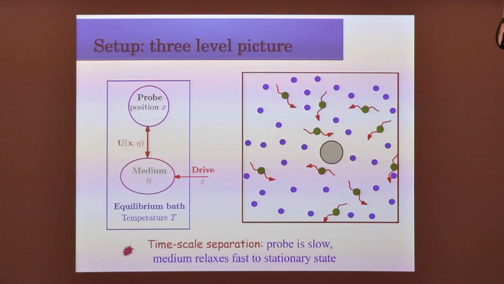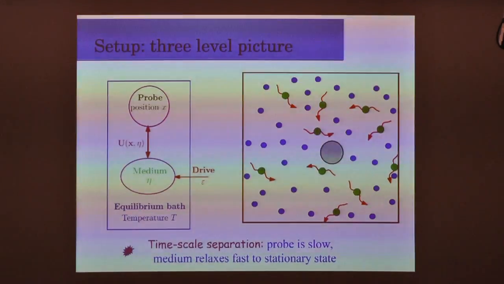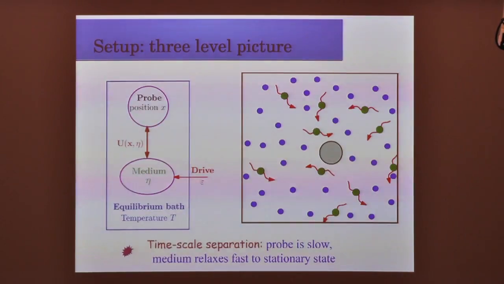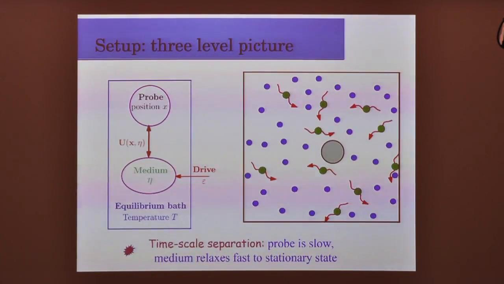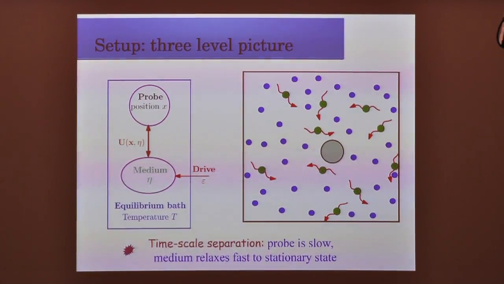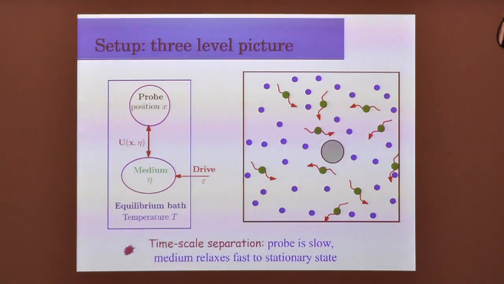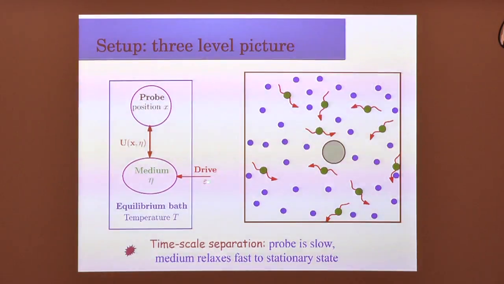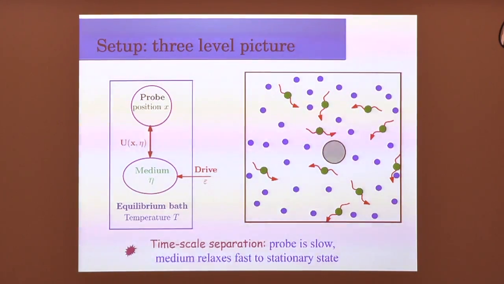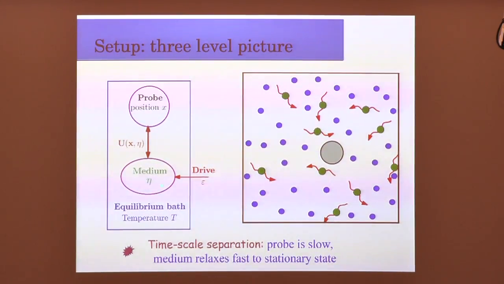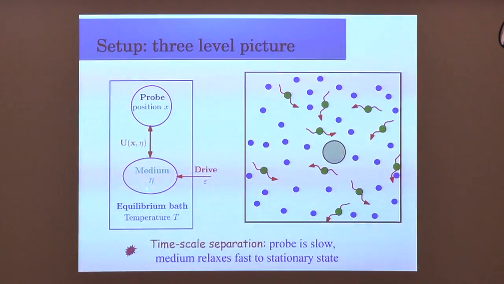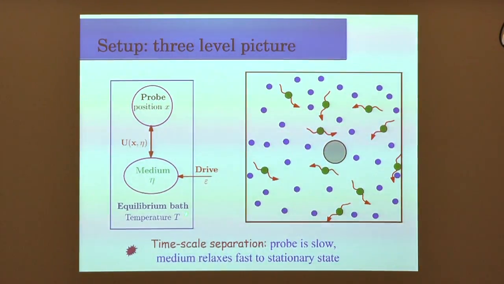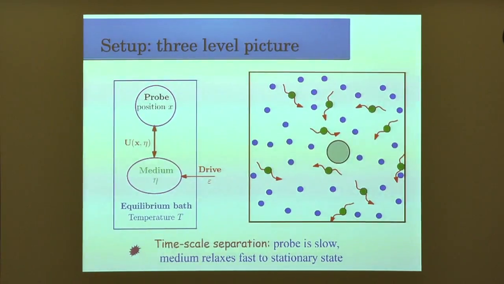The setup I'll be using, let me describe it in detail. We have an equilibrium bath at some temperature T, which is like the basic system, and then we have a non-equilibrium system that I will call medium eta, which we drive with some external drive epsilon, which can be an electric field or some other field. This medium eta is driven, and then there is a probe, which is the macroscopic degree, a slow degree of freedom, that is coupled to this non-equilibrium medium. The probe can also be coupled to the equilibrium bath outside or not. It's not essential.